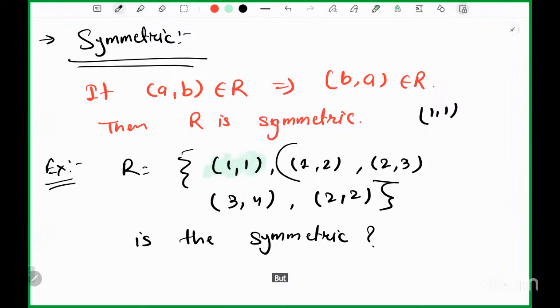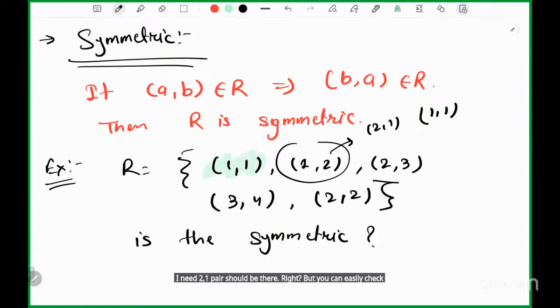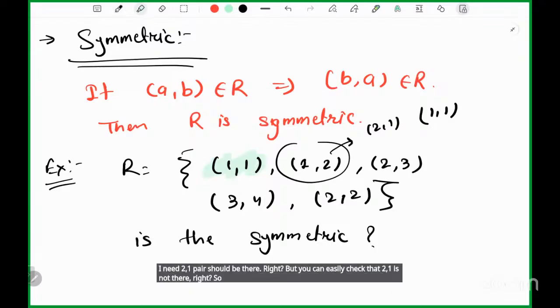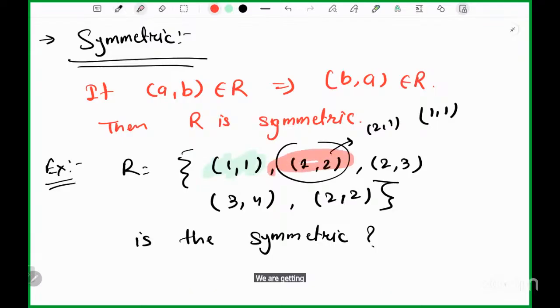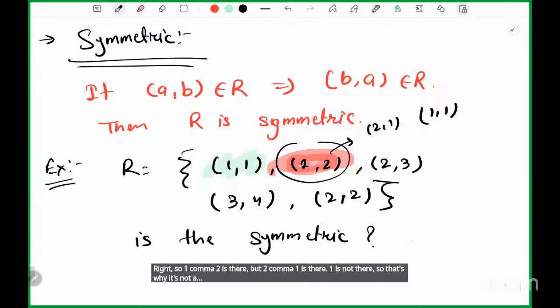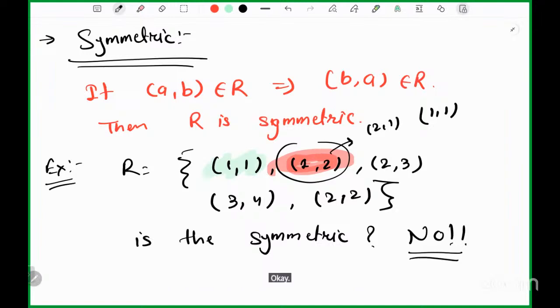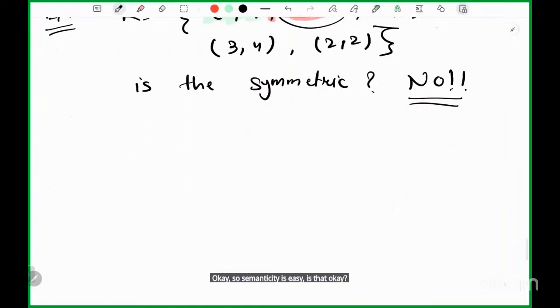But for this pair 1 comma 2, if I want to say that this is a symmetric relation, I need the 2 comma 1 pair to be there, right? But we can easily check that 2 comma 1 is not there. So for this pair, we are not getting any symmetric pair. 1 comma 2 is there, but 2 comma 1 is not there. So that's why it's not a symmetric relation. So the answer is no. Okay, so symmetricity is easy. Let's take one more example.